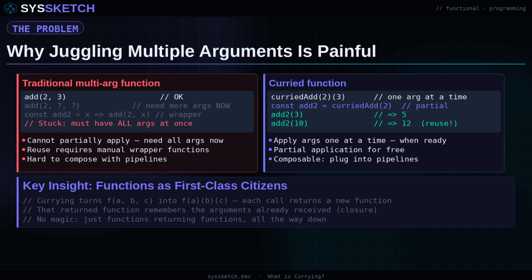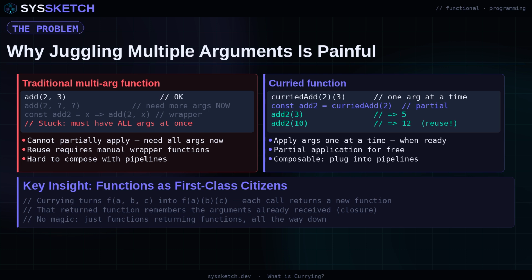And there is a deeper problem: the original function demands all its arguments right now, at the same moment. That rigidity makes functions hard to compose, hard to reuse, and hard to plug into pipelines. Currying dissolves that rigidity by transforming every multi-argument function into a chain of single-argument functions.